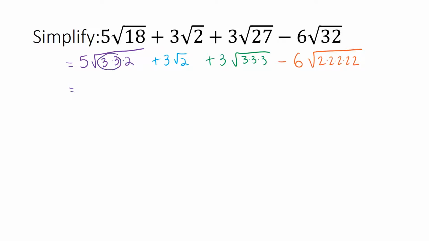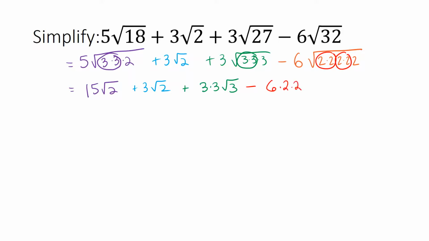This radical simplifies to 15 radical 2. 3 radical 2 is already simplified. Of the 3's, 1 3 can break out of that, which ends up being 3 times 3 radical 3. And out of this radical, we'll bring 2 2's. 6 times 2 times 2 radical 2.